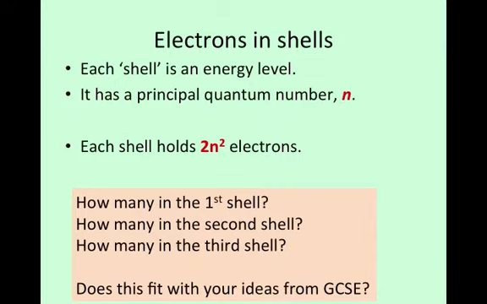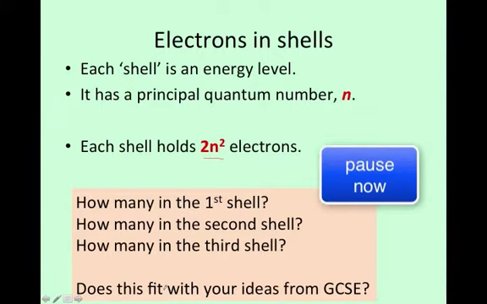It has a principal quantum number n. Each of these shells can hold 2n squared electrons. So if we are in the first shell, how many electrons will there be inside? How many in the second shell, third shell, and so on? Just pause now and have a go at that.